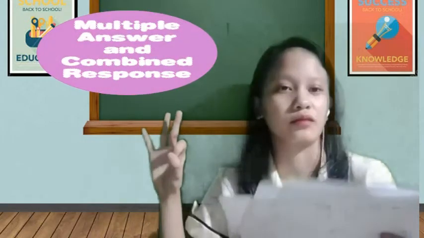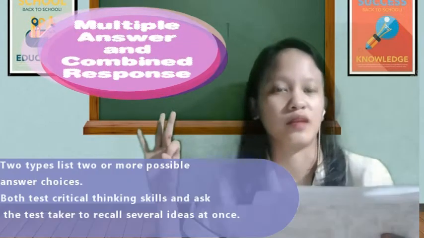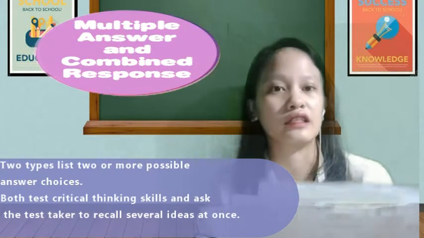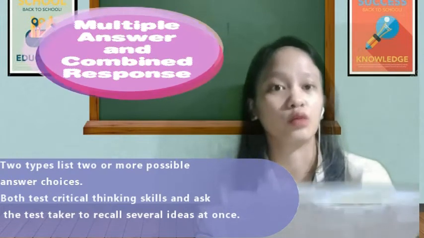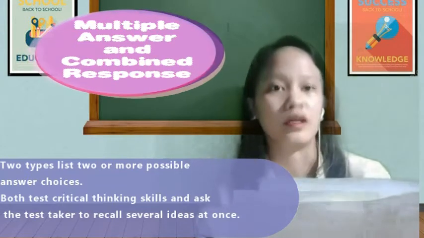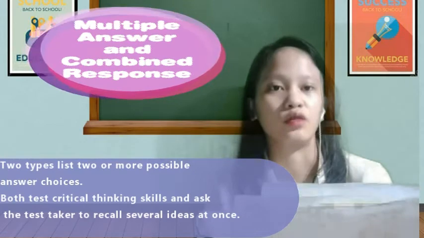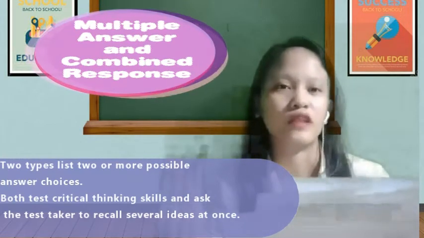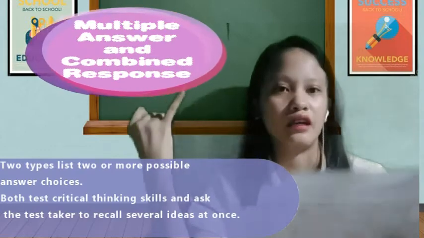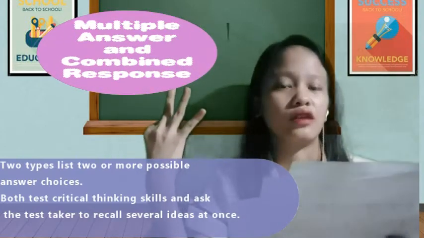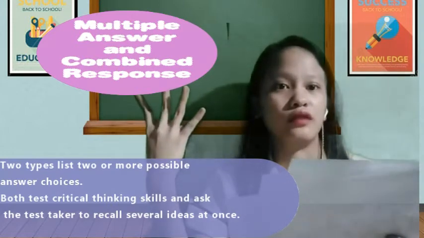Third one is the multiple answer and combined response. This type of multiple choice exam leads the questions to have two or more possible options or two or more possible answers. For example, when you are answering a question, the choices are A, 1 or 2, B, 2 or 3, C, 3 or 4, or D, 1 or 4.